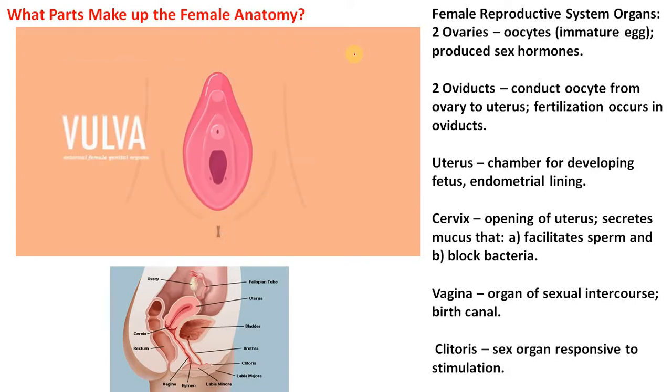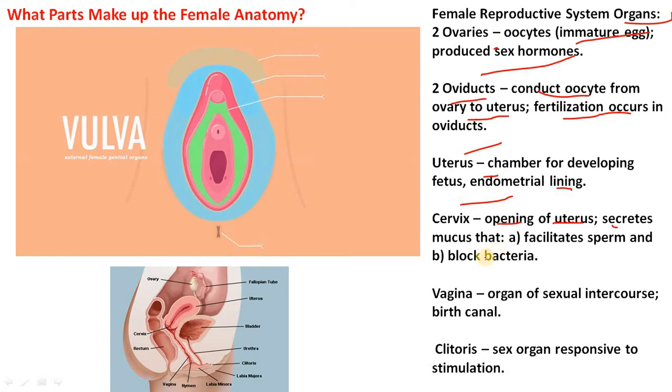So, what parts make up the female anatomy? The female reproductive organs contain two ovaries, which produce the oocytes, the immature eggs, and the sex hormones, and two oviducts that conduct the oocyte from the ovary to the uterus. Fertilization occurs in the oviducts. Then there is the uterus, the chamber for developing the fetus, with the endometrial lining, and the cervix, the opening of the uterus, which secretes mucus that facilitates the sperm and blocks bacteria. And the vagina, the organ of sexual intercourse or the birth canal, and at last the clitoris, the sex organ responsive to stimulation.